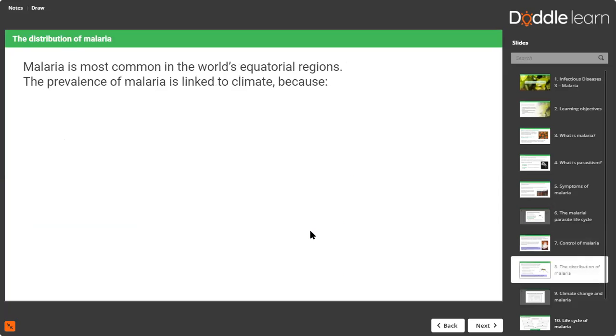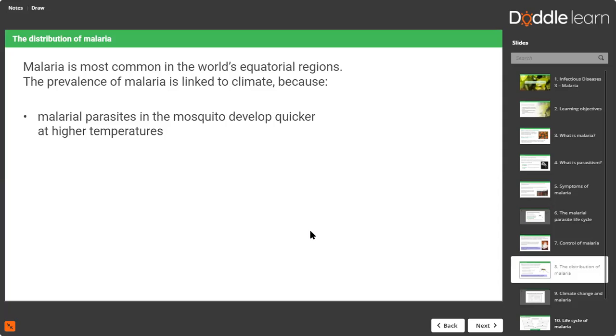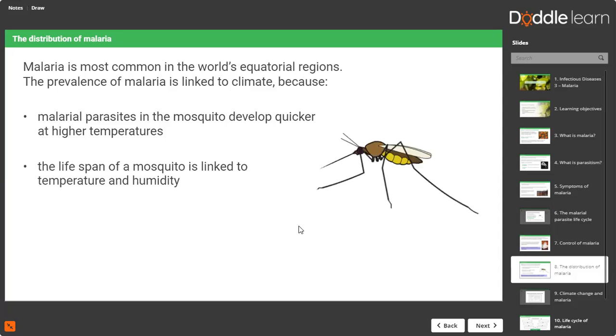So malaria is most common in the world's equatorial regions, and that's because the prevalence of malaria is linked to climate, and that's all to do with mosquitoes. Malarial parasites in the mosquito develop a lot quicker at higher temperatures. It's why somewhere like England or Canada or Iceland, for example, it'd be very rare, if not completely unlikely, to be able to get malaria, because we wouldn't have high enough temperatures for the parasite to develop quickly enough.